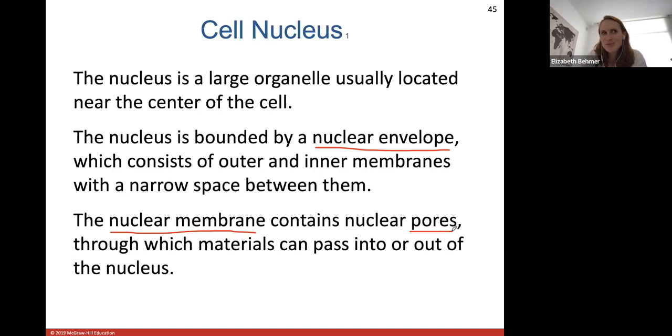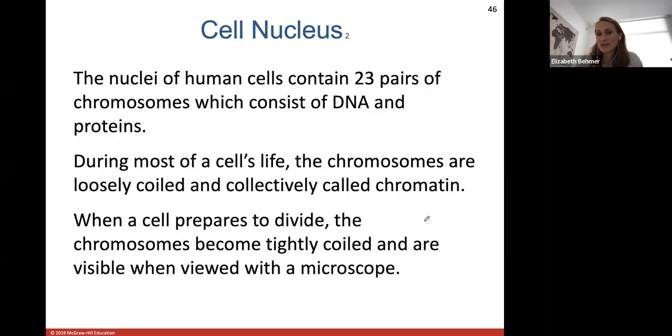Specifically, your nucleus keeps all your DNA and RNA, all your genetic materials, inside the nucleus. And when your DNA gets replicated or a copy is made, it can leave the nucleus via these nuclear pores. The nuclei, so that's plural for nucleus, of human cells contain 23 pairs of chromosomes, which consist of DNA and proteins. During most of a cell's life, the chromosomes are loosely coiled, and we collectively call your DNA and proteins chromatin because they're loosely coiled as chromosomes within the nucleus.